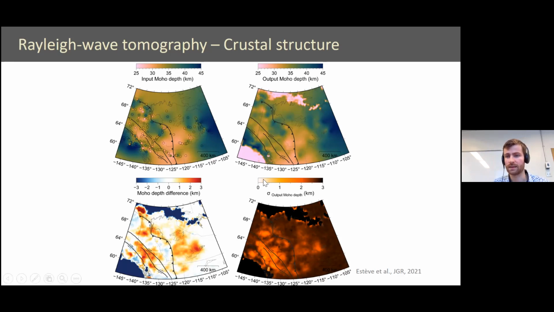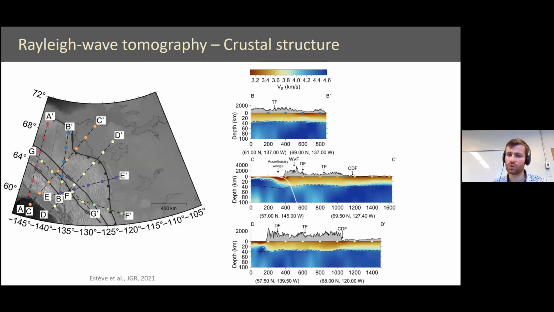So we have quite a narrow distribution here for the MOHO depth values, but we see some variations across the Cordillera. And so here are some cross-section views through the model from the surface to 100 kilometers depth. We will just focus here on the crust. And the BB prime transect is here, north-south.